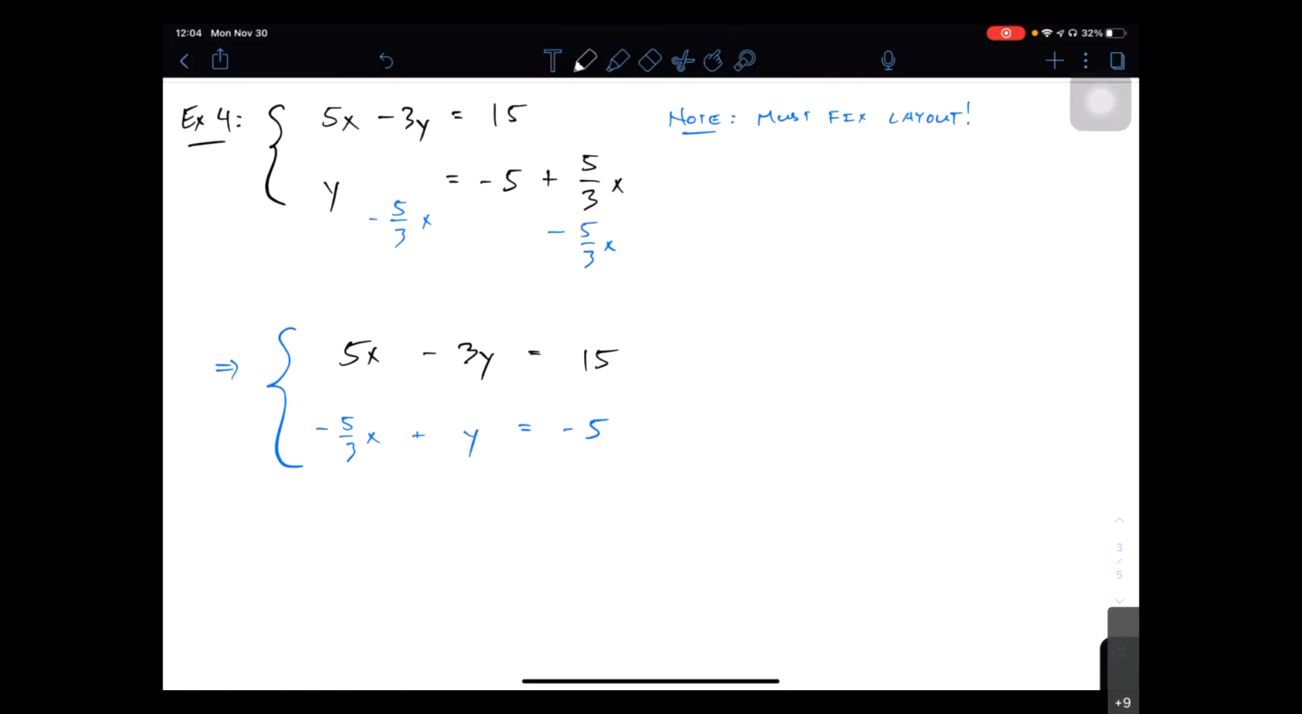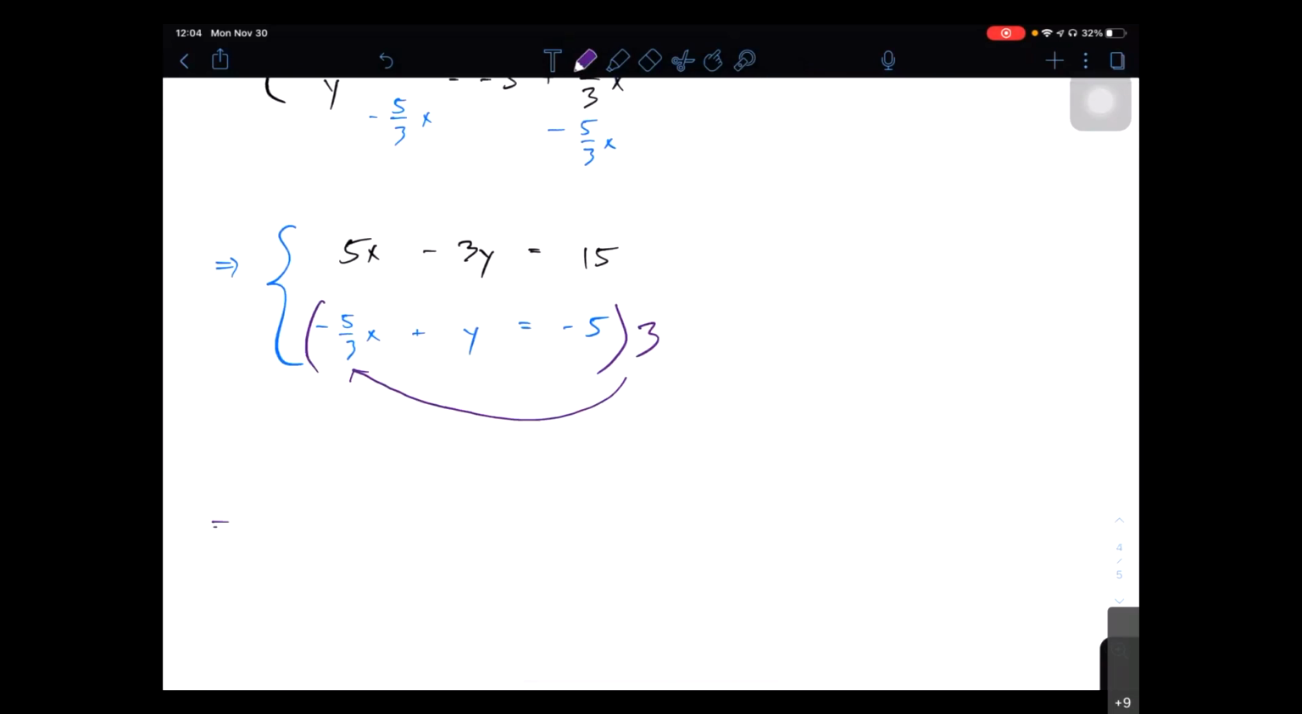You ask yourself, which of the two variables is easiest to cancel? Hopefully, from the last 3 examples, you notice that the y is easier. Not only is the y easier, it doesn't have any fractions, whereas x does. So the first equation is fine. I'm going to multiply the second row by a positive 3 and rewrite this. The first row stays unchanged: 5x minus 3y equals 15. In the last row, 3 over 1 times negative 5/3, the 3's cancel, so you're left with negative 5x, plus 3y, equals negative 15.